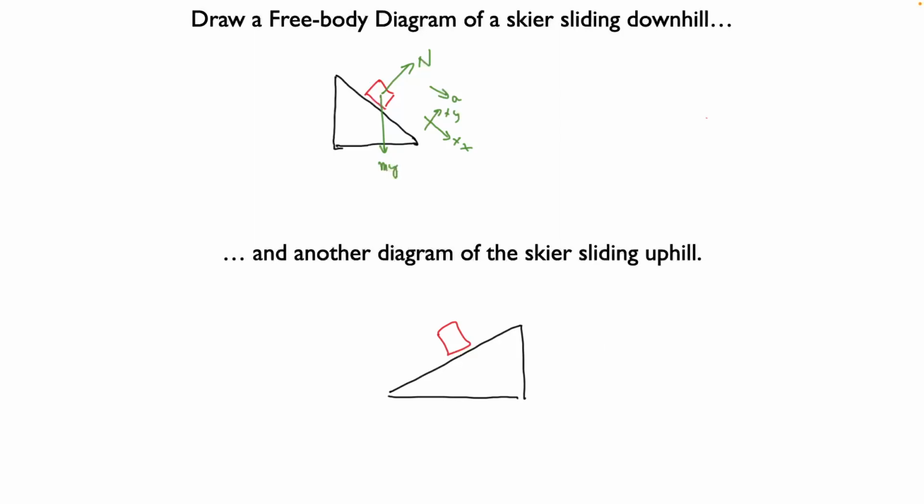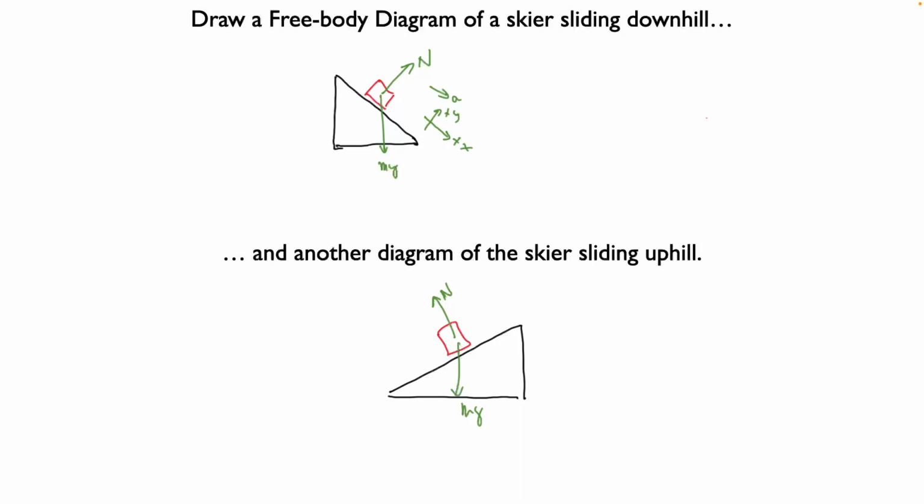Are there any new objects involved when the skier is sliding uphill versus sliding downhill? No. We still have the earth causing the weight. We still have the normal force. All right? No other objects. What direction is the acceleration? Up or down the slope? It's down.